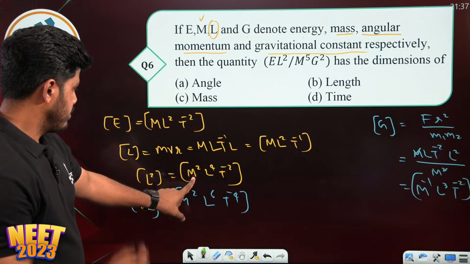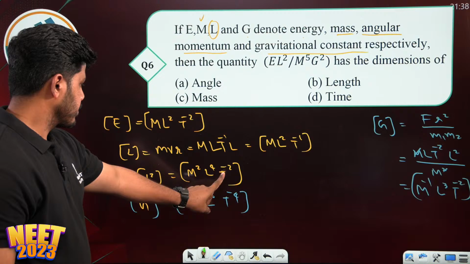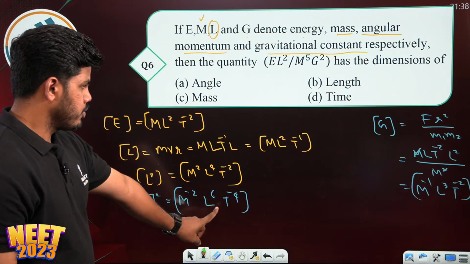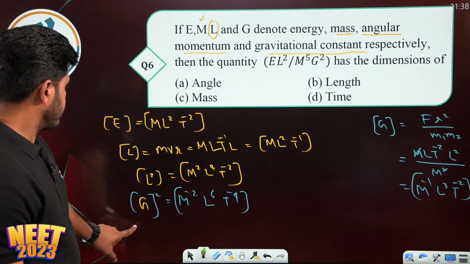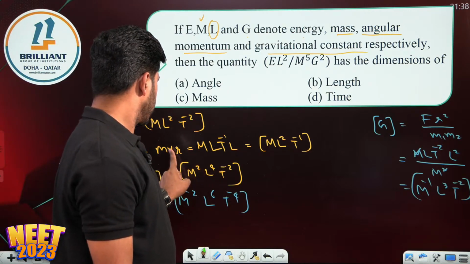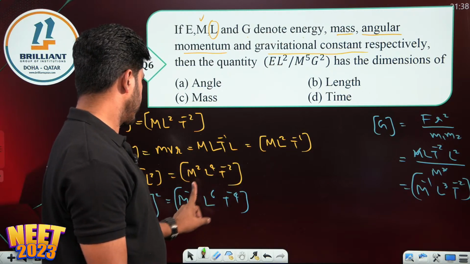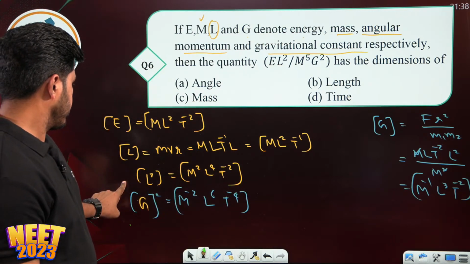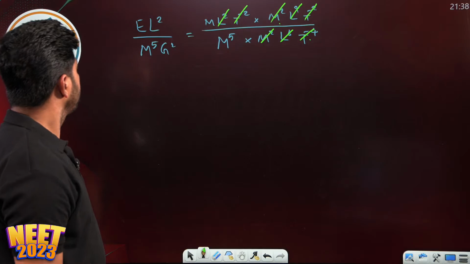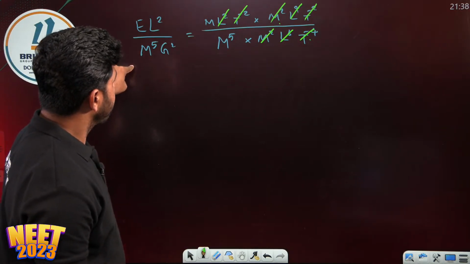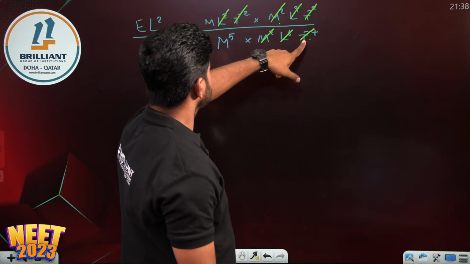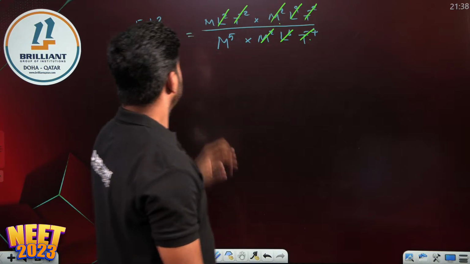E L squared is m squared L raised to minus 2. G squared is m raised to minus 2 L 6 and m raised to 5. Angular momentum is m v L T minus 1, r is L, so L squared T minus 1. If you square it, m raised to 2, L raised to 4, m raised to 5 here. We miss something. M squared is cancelled. T raised to minus 4, T raised to minus 2, m raised to minus 4.